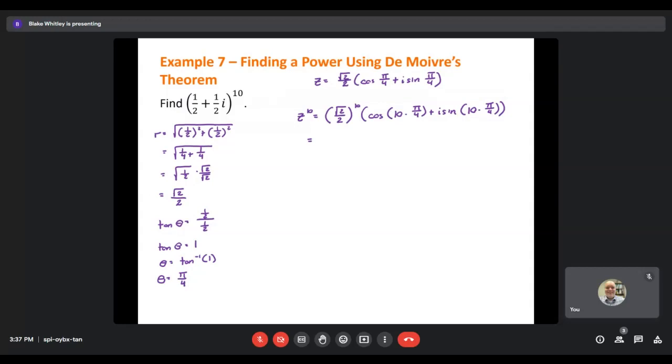All right, so now I want to simplify this. Well, the square root of 2 raised to the 10th power, basically what's going to happen is the square root and a 2 would cancel each other out. So there's 5 left over. So this just becomes 2 to the 5th over 2 to the 10th. Okay, and we'll come back and simplify that also. The square root of 2 raised to the 10th would give us 2 to the 5th, and then 2 to the 10th is just 2 to the 10th.